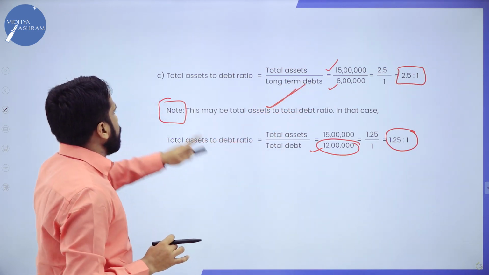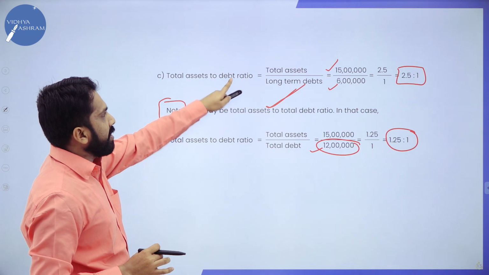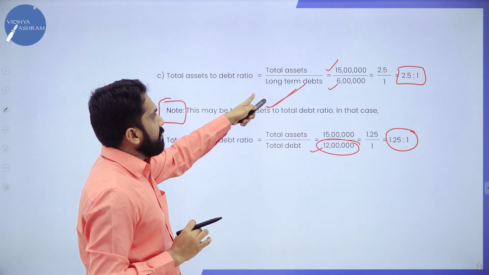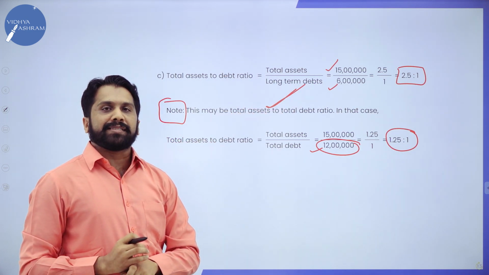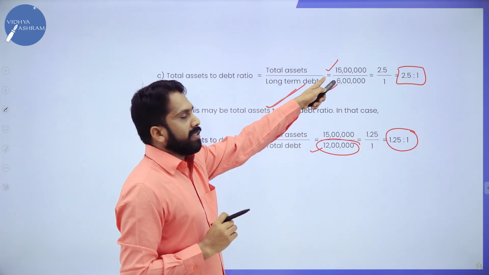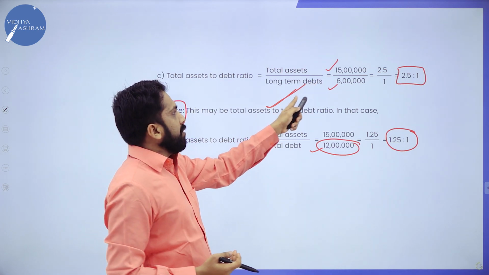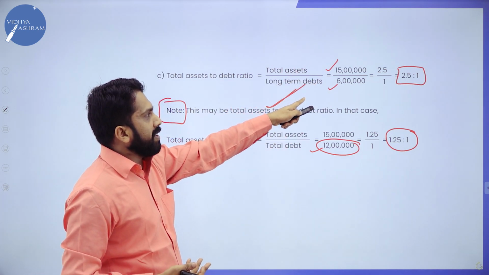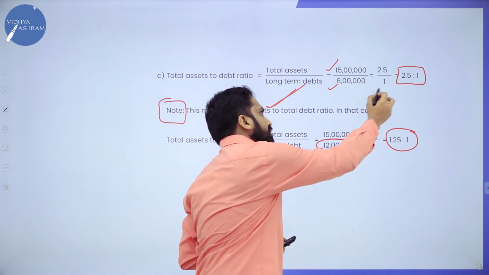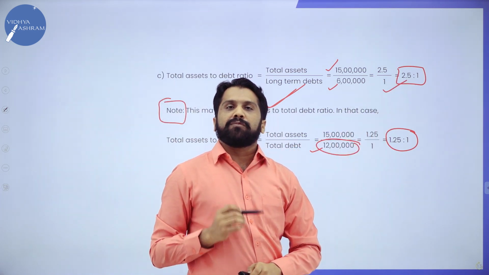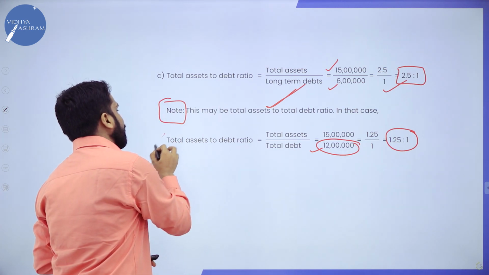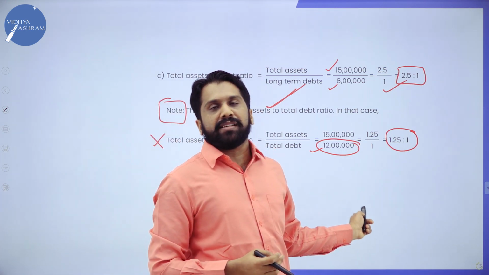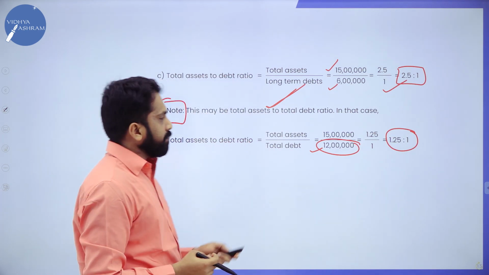If they ask you what is the total asset to debt ratio, what is your formula? Total asset divided by long-term debt. What is your total asset given in the question? 15 lakh. What is your long-term debt given in the question? 6 lakh. 15 divided by 6, your answer is 0.25:1. This is not required, just an alternative method I have done in this.